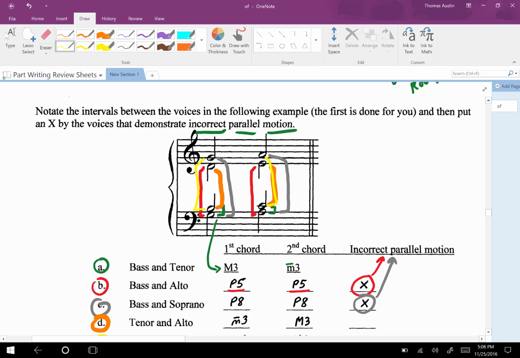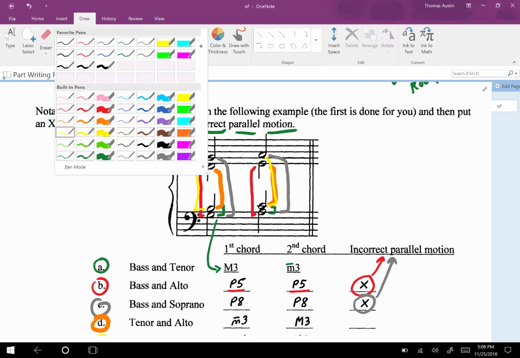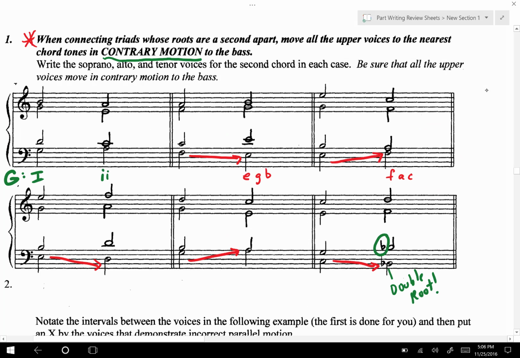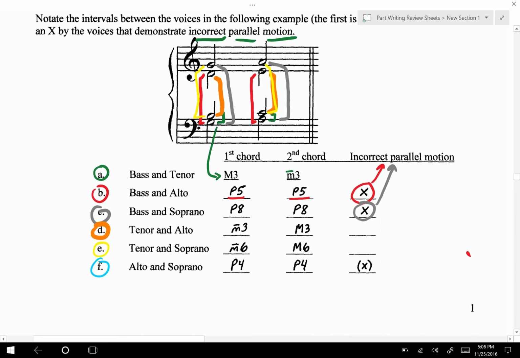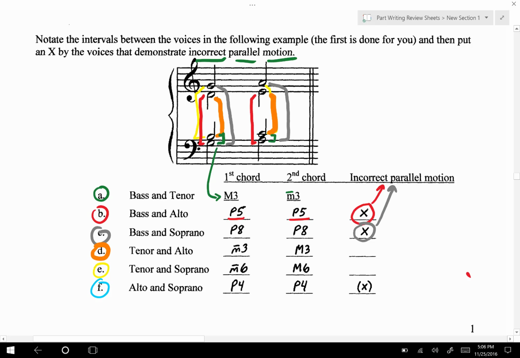And last but not least, let's look at F, which is our alto and soprano. In the first chord, that's a P4. In the second chord, alto and soprano, that's a P4. All right, so you want to limit yourself to P4s.